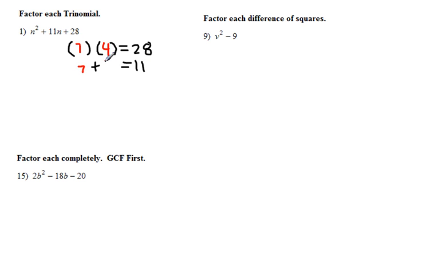7 times 4 is 28. 7 plus 4 is 11. So we factor this to n plus 7 and n plus 4.